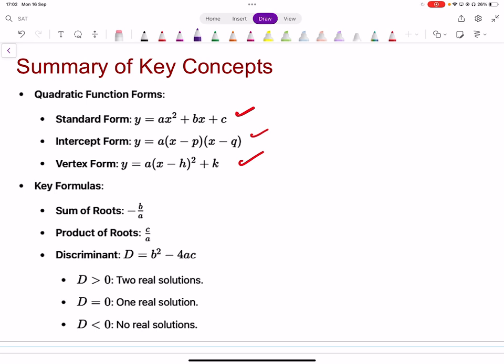Okay. Sum of roots is minus b over a, product of roots is c over a, and then you need to know about these three different cases of discriminant. b squared minus 4ac greater than 0, equal to 0, less than 0. You have two solutions, one solution, no solution respectively.